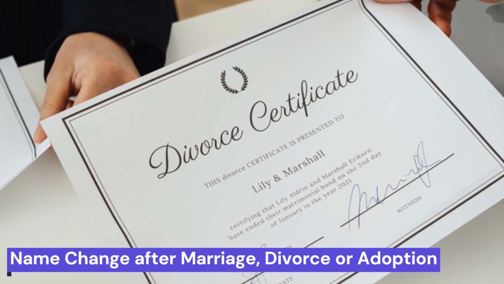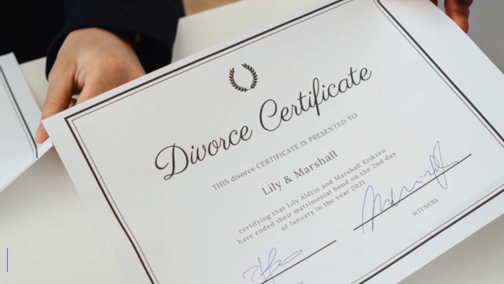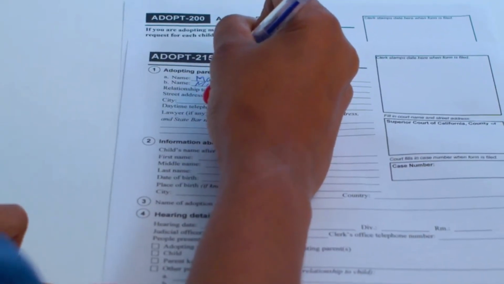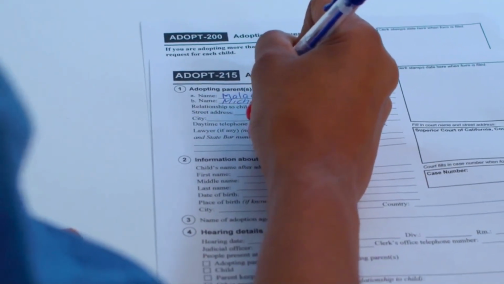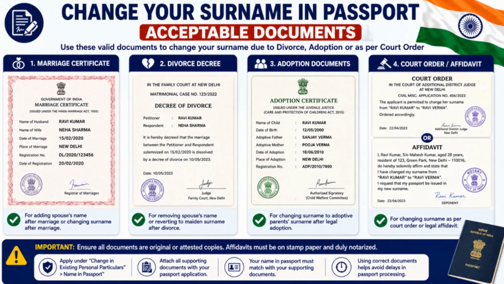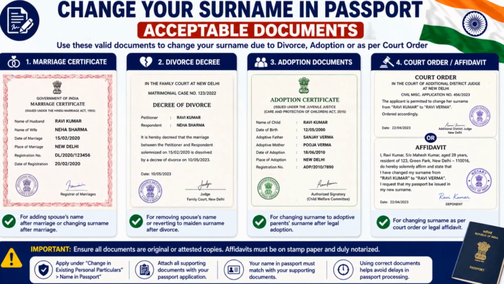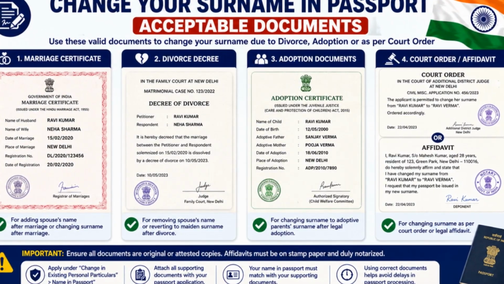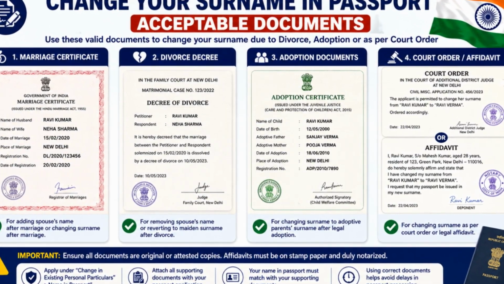Some people want to change their last name after marriage or divorce. Others may have been adopted and want to change their surname to their adoptive parents' last name. These situations also fall under name change, and depending on the case, you may need a marriage or divorce decree, adoption documents, court order, or affidavits.